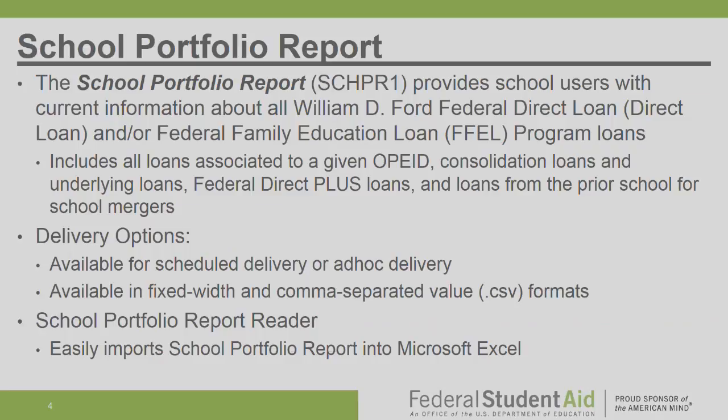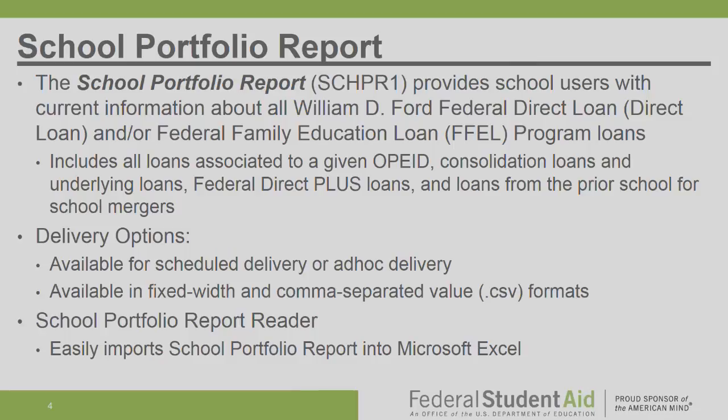It is available scheduled, meaning that you can go out and set it and forget it, and we will deliver it weekly, bi-weekly, or monthly. Or you can request the report on demand. It usually takes about 24 hours for the report to generate off the system. You can go right out to the reports tab on NSLDS, request the report, and hopefully we'll have it to you overnight, typically. It is available in fixed width as well as comma separated values format.